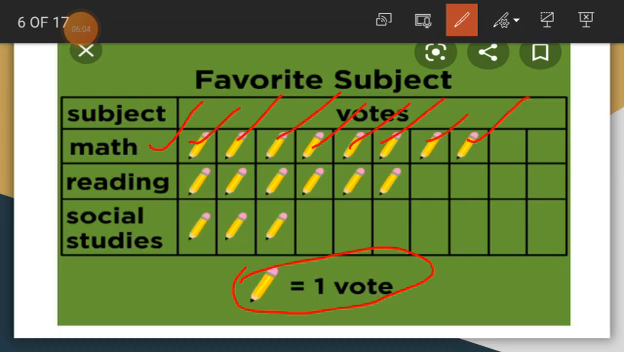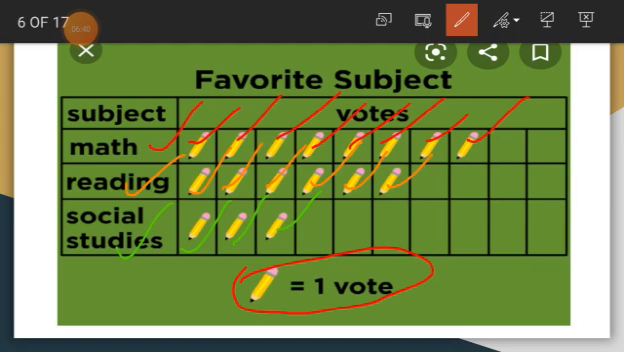Now move to the next one. Next subject is reading. Now count how many pencils there are. 1, 2, 3, 4, 5, 6. 6 pencils means 6 students like reading. Now move to the next subject. That is social studies. Now count how many pencils there are. 1, 2, 3. So how many students like social studies?